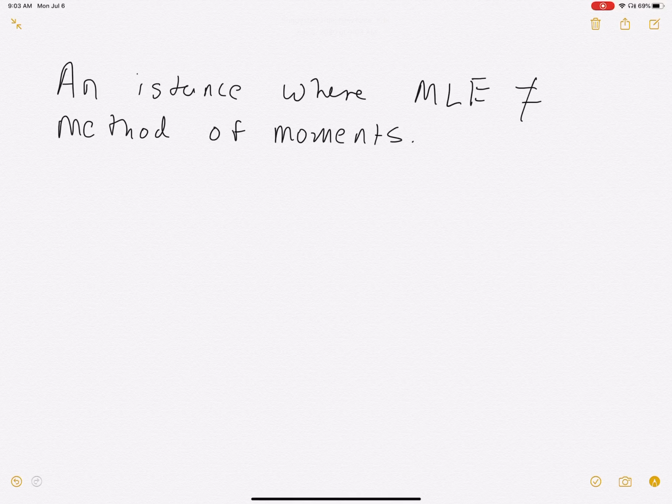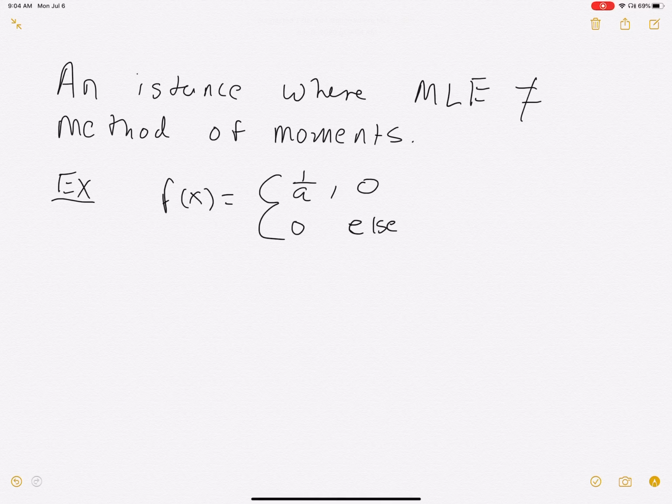Okay, and my example here is going to be f of x is going to be the uniform density, 1 over a for 0 less than x less than a, and it's going to be 0 else. So notice the parameter a appears twice. That's our density.